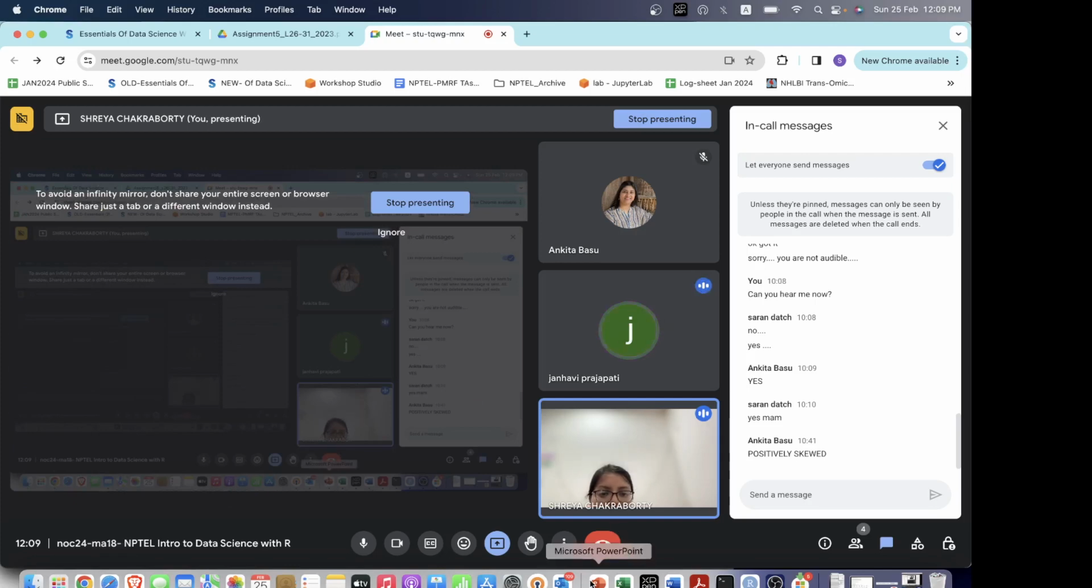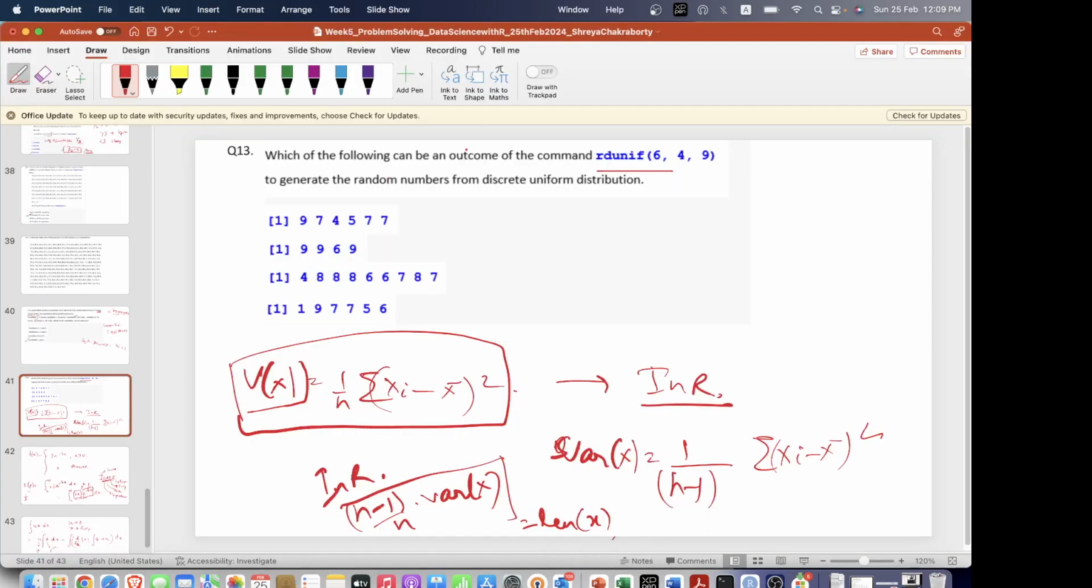Okay, so which of the following can be an outcome of the command this thing. So here we are trying to generate 6 numbers. So the first consideration is you have to check whether 6 numbers are generated. Here we have 4, so excluded; 1, 2, 3, 4, 5, 6, 7, 8, more, excluded. We are generating 6 numbers. Yes.